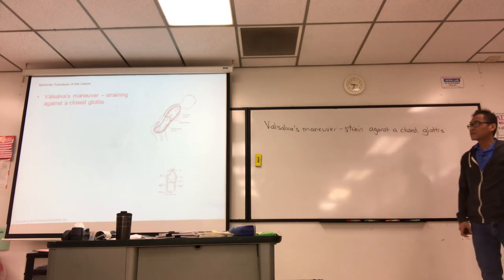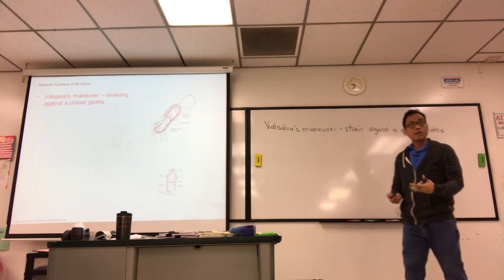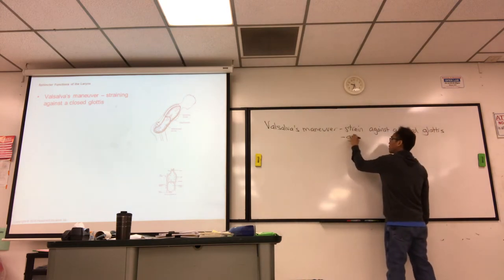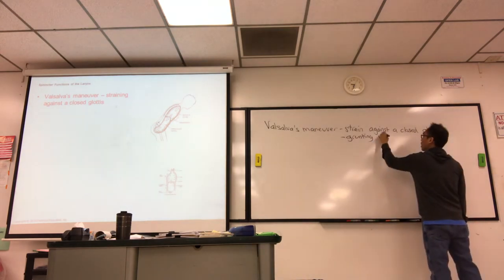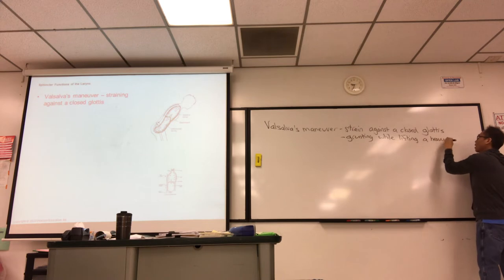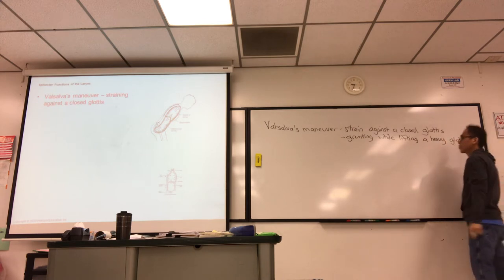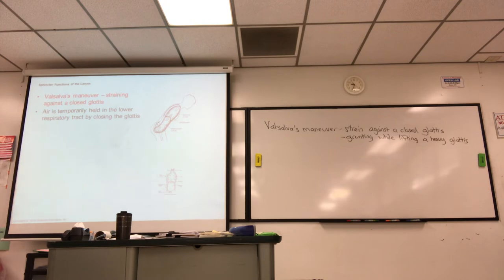When you strain against a closed glottis, you're trapping air in the respiratory tract, and it helps splint and stabilize your trunk, like when we're lifting. It's like the grunting while lifting a heavy object, right? So again, air is temporarily trapped in the lower respiratory tract by closing the glottis. You're going to increase the intra-abdominal pressure when the ab muscles contract. For example, when you empty the rectum, when you go number two, you're kind of instinctively doing it. When you lift heavy loads, like I said.